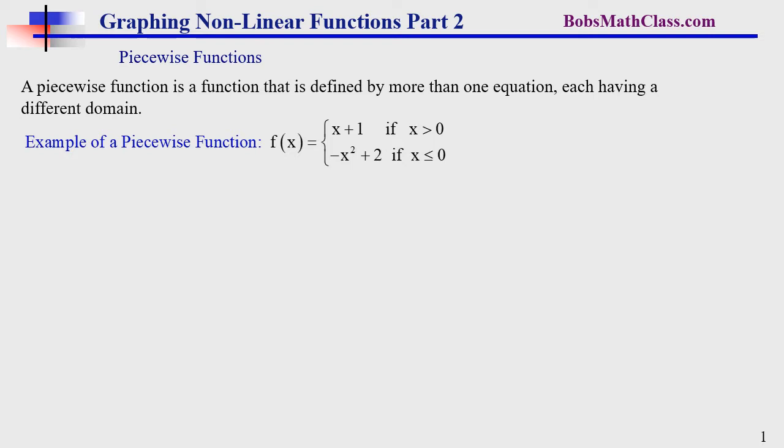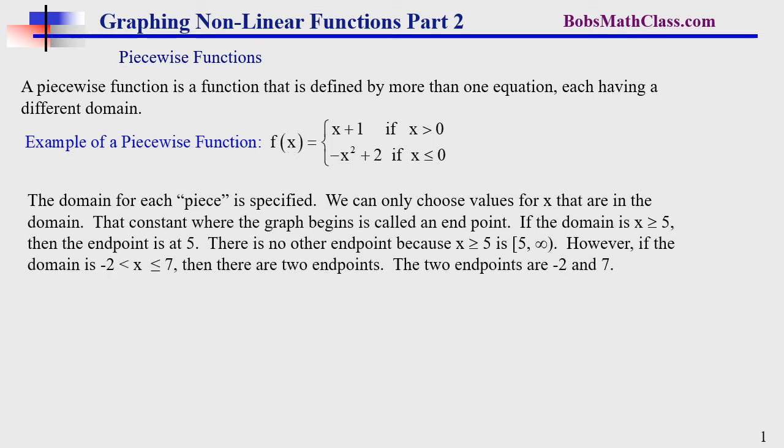So what is a piecewise function? It's a function that is defined by more than one equation, each having a different domain. Here's an example. Notice that on the right, there's two rows. So it's f of x equals x plus 1 if x is greater than 0. That's the top row. And then the bottom row is f of x equals negative x squared plus 2 if x is less than or equal to 0. So we have two conditions. There's going to be two separate graphs here. They may or may not join, but we have two different graphs here.